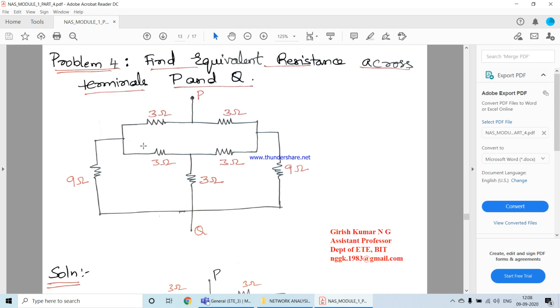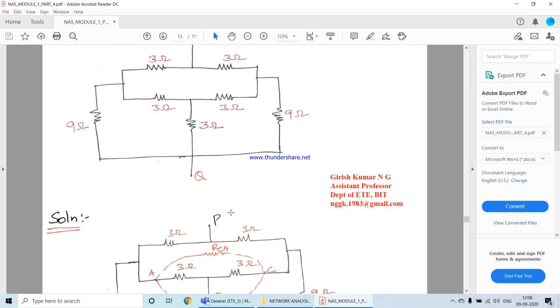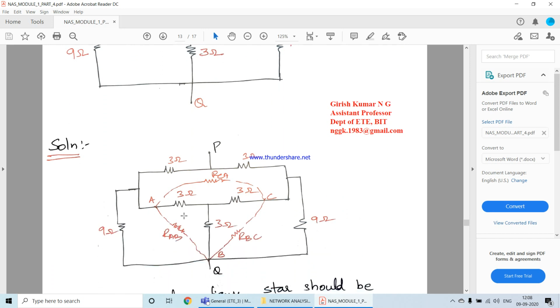I hope you can see these three resistances are connected in star connection. Once you convert that into delta, I hope the job becomes very simple. So we'll see that now. That is what I am converting, this star to this delta now.